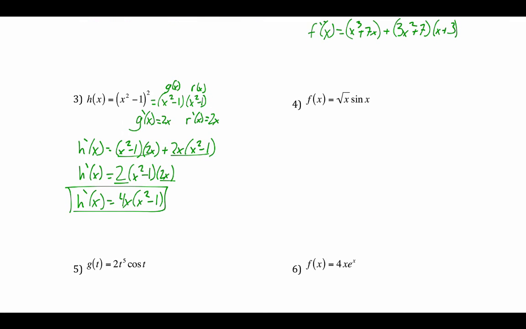Now, we're going to get into some more interesting ones, combining some properties we looked at in the previous sections. So, on number 4, f of x equals the square root of x times the sine of x. Again, let's just call it g and h. I'm going to keep that simple.